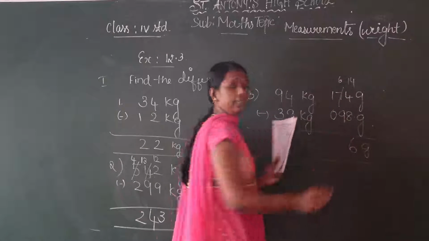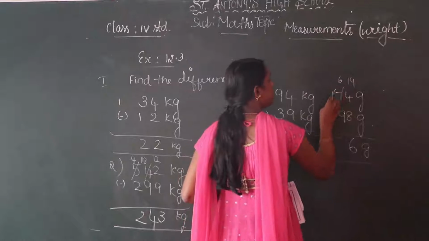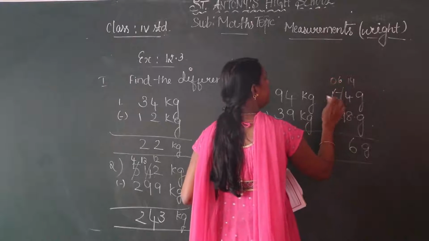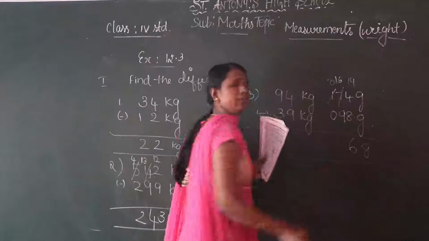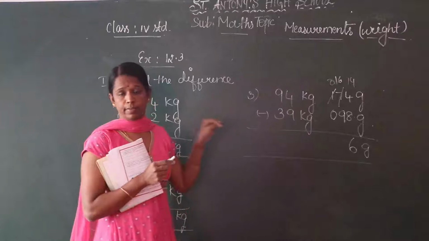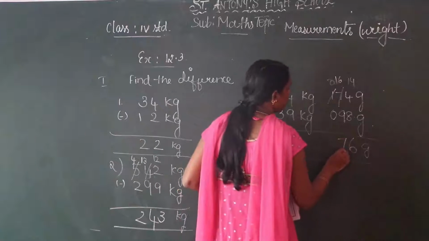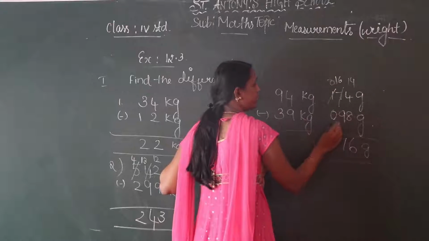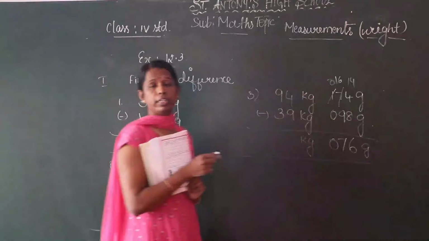This 6 minus 8 is also not possible. Take a borrow from this 100s place. This 1 becomes 0, this 6 becomes 16. Then we have to subtract 16 minus 9. What is the answer? 16 minus 9, you get 7. Here, 0 minus 0, 0. Write down kg. Okay, children.